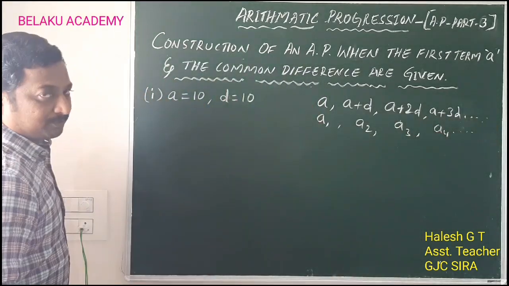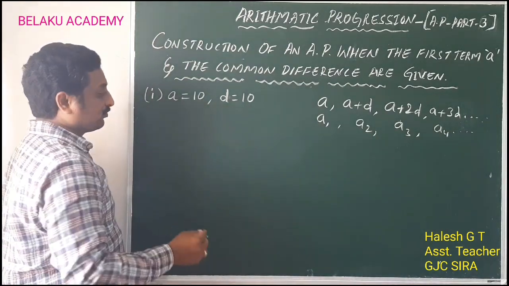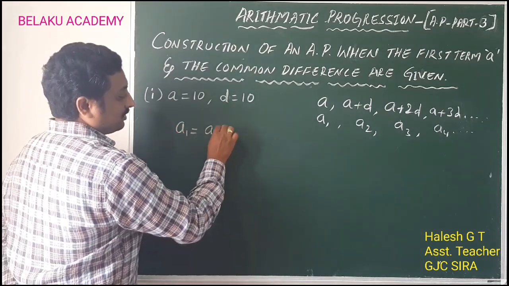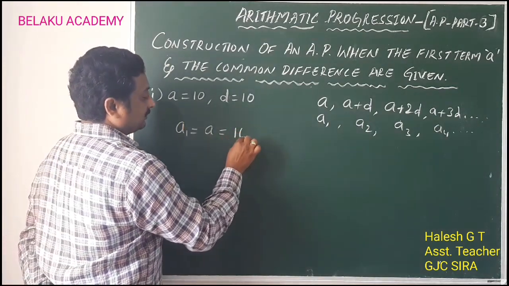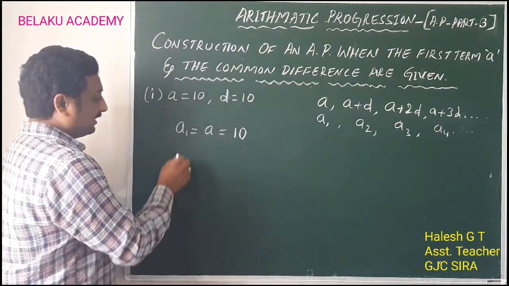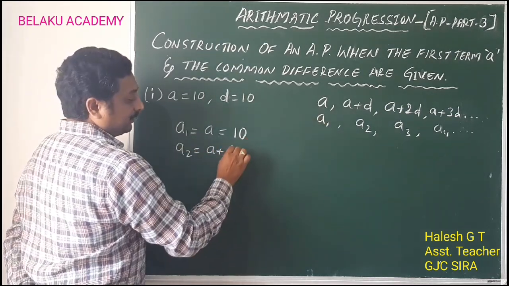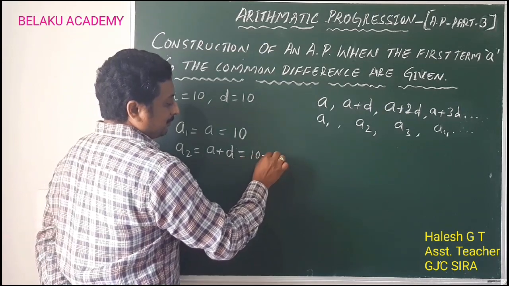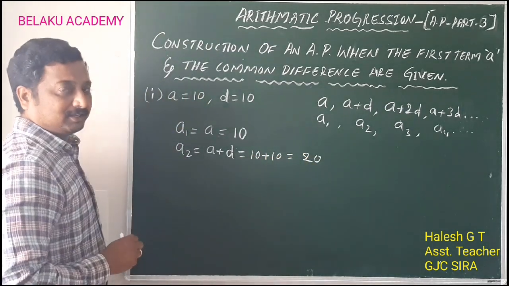So now come to the problem. So here A is equal to 10 and D is equal to 10. To find the first term, we know that A1 is equal to A itself. So the value of A is 10. Therefore, the first term of an AP is 10. Let us find the second term. A2 is equal to A plus D. So substitute the values of A and D. So 10 plus 10 is equal to 20. 20 is the second term of the AP.